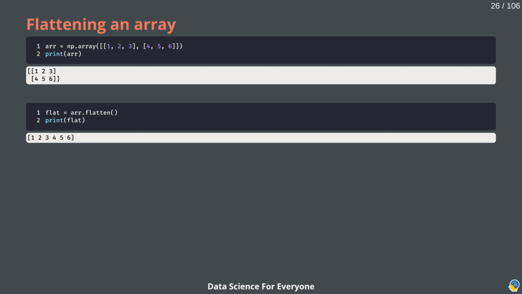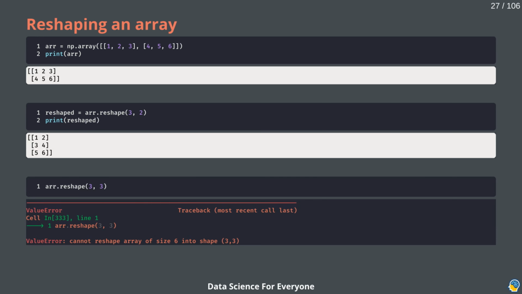Working with a single dimension is often easier than handling multiple dimensions. That's where flatten comes in. It takes all the elements of an array and puts them into a 1D array. The reshape method lets us change an array's shape without changing its data. For example, we can turn a 3x2 array into a 2x3 array. The only rule is that the new shape must match the total number of elements. So a 6-element array cannot be reshaped into 3x3 because it would require 9 elements.